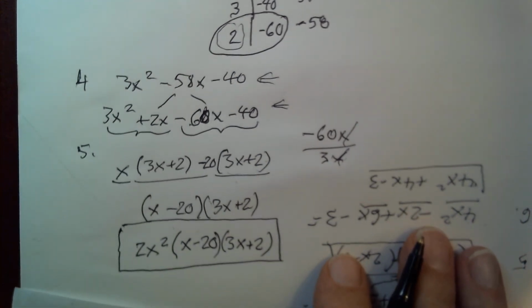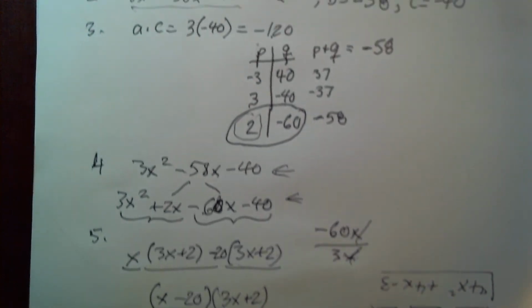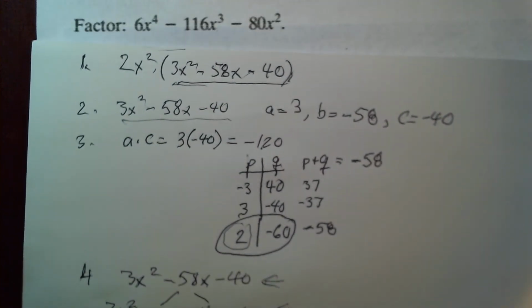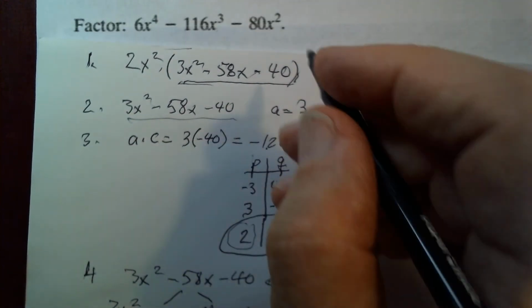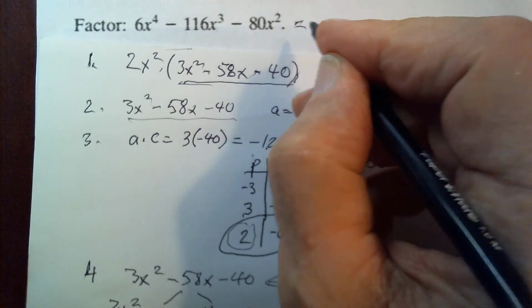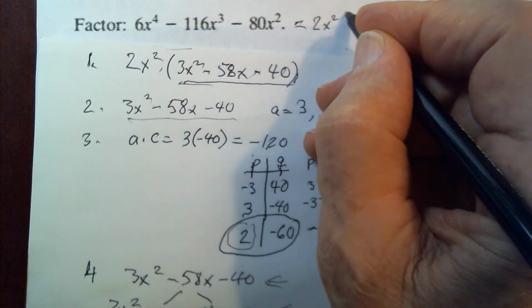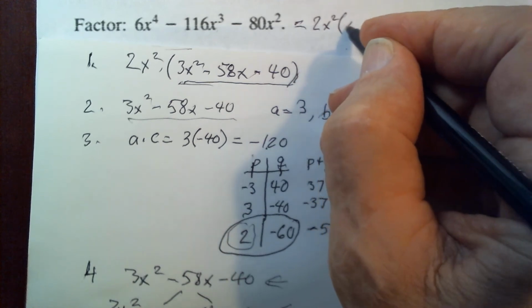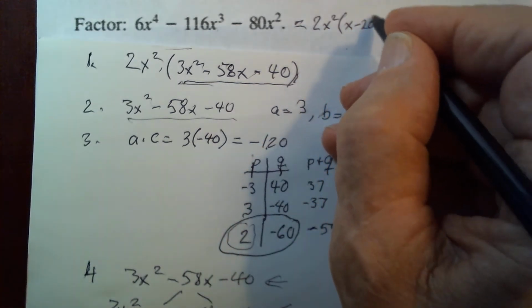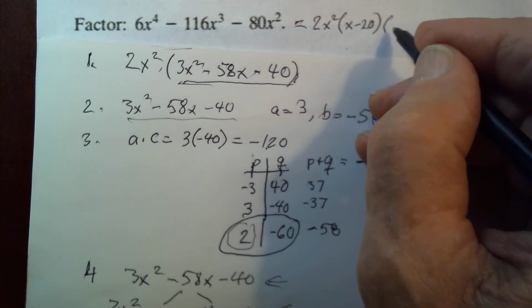So that is the answer to the original question or statement, factor. So let's write it down here. So that's equal to 2x squared times x minus 20 times 3x plus 2.